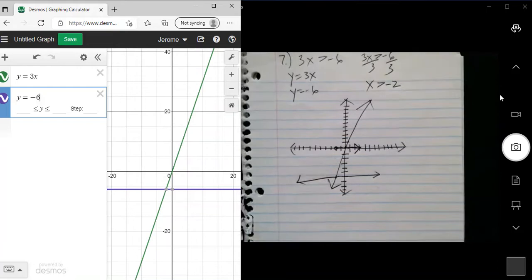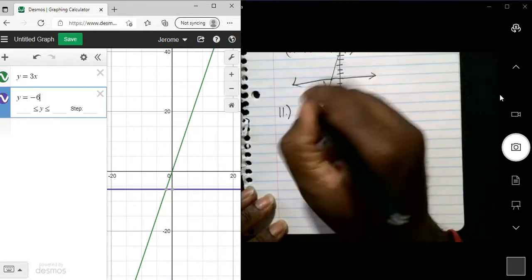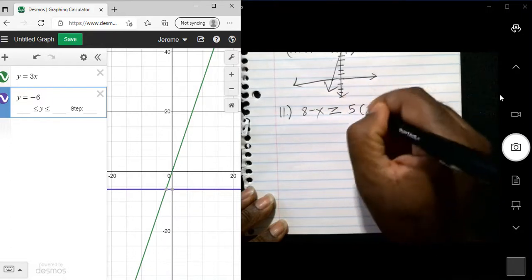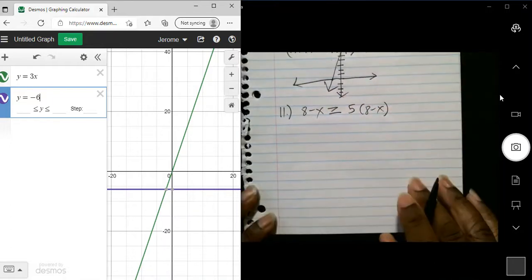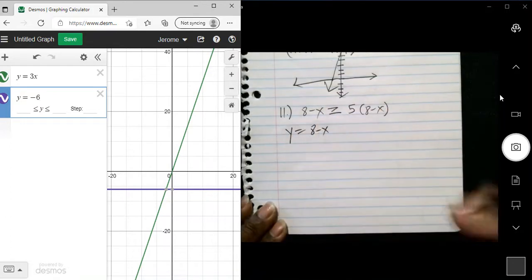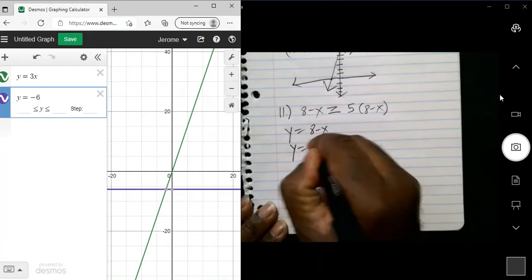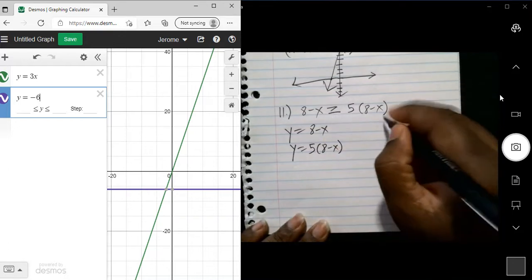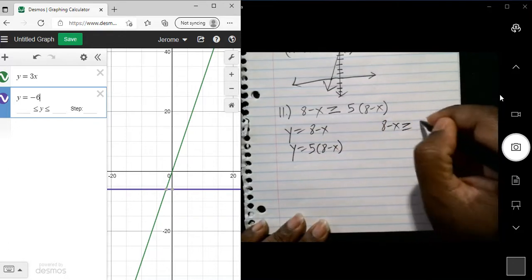Okay, now I want to move on to problem number 11. We have 8 minus x is greater than or equal to 5 times 8 minus x. Just like we did in problem number 7, we will have y equals the left side of the inequality and y equals the right side of the inequality. And then here we will go off to the side and solve the inequality.